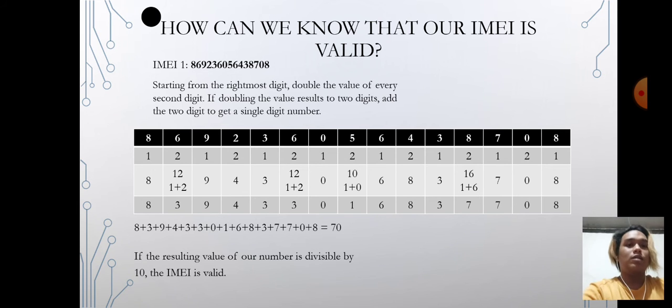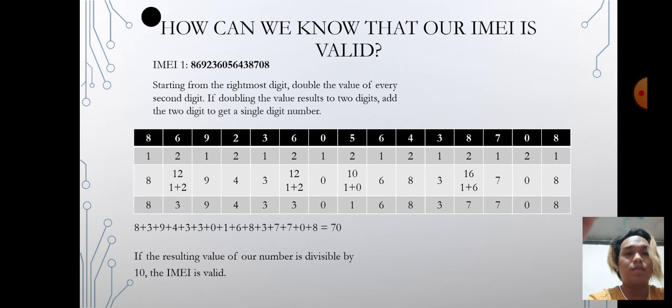How can we know that our IMEI is valid? So for this, my first IMEI is 869236057 6438708. Now I have plotted it in the table. The weight is 1212 and so on.